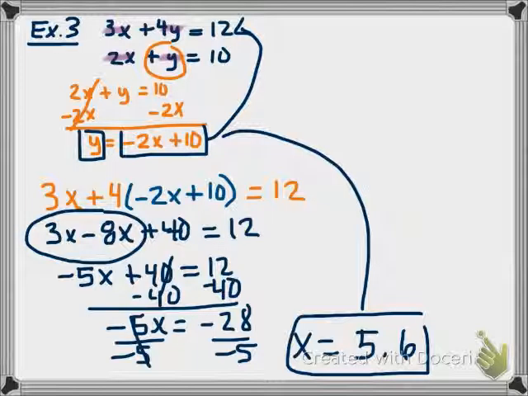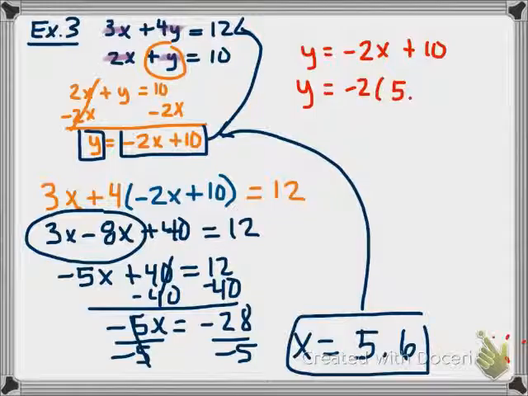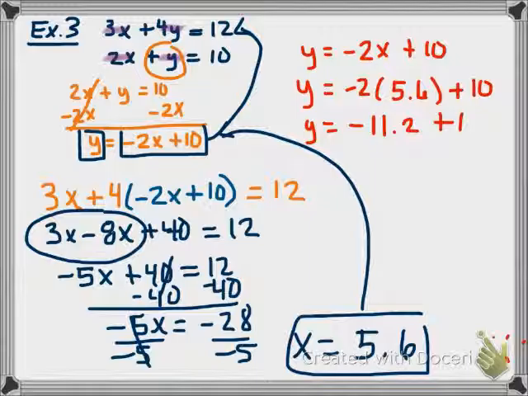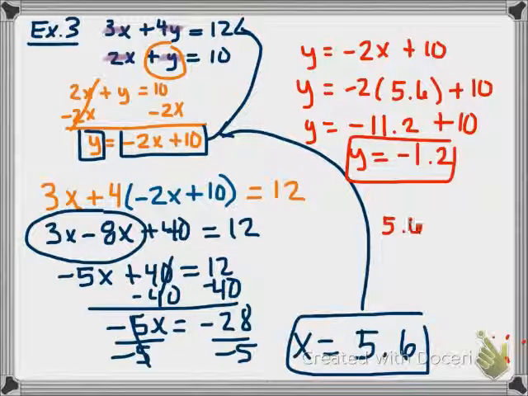So now I have to plug that 5.6 into the simple equation we have there. So y equals negative 2x plus 10. We're going to substitute the value of x with 5.6. So negative 2 times 5.6 would be negative 11.2. The plus 10 comes down. Those numbers are different signs, so we have to subtract. So that's negative 1.2. So together, they're your answer.